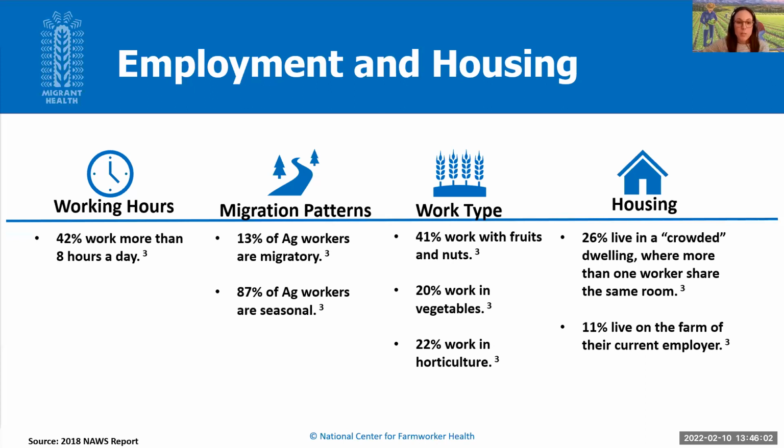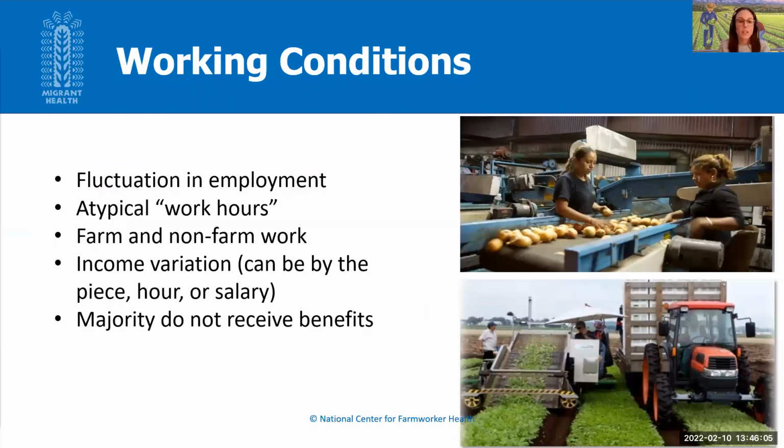So we're going to look a little bit more into the working and housing conditions for this population. Looking at working conditions first, as I mentioned, the availability of work depends on the season and weather and market demands. Hours can be extended from the early morning into the evening hours or done every day versus 5 days a week. Income can fluctuate. Income can be paid by the hour, paid by the piece picked, or some are salaried. And about 86% of ag worker households had not received a benefit of a needs-based program in the past 2 years.